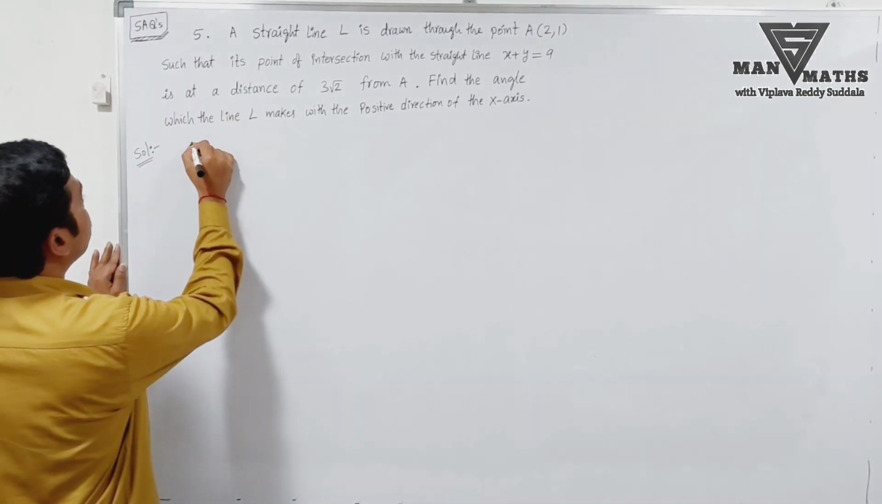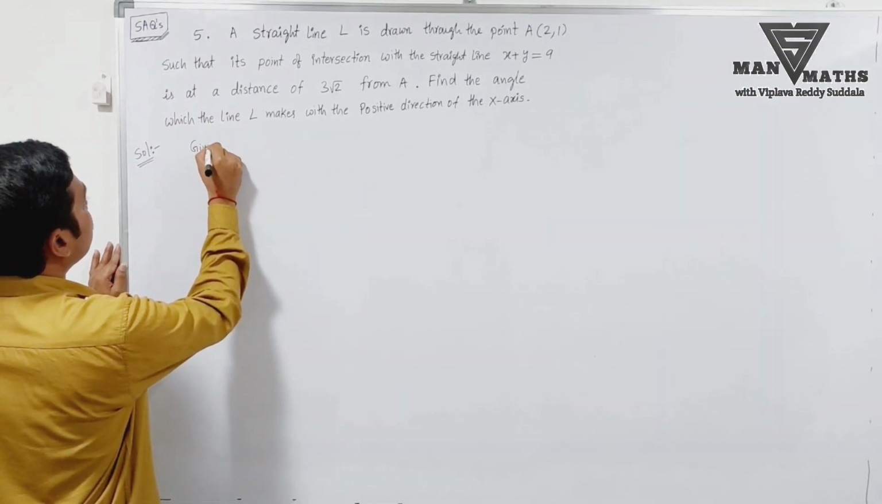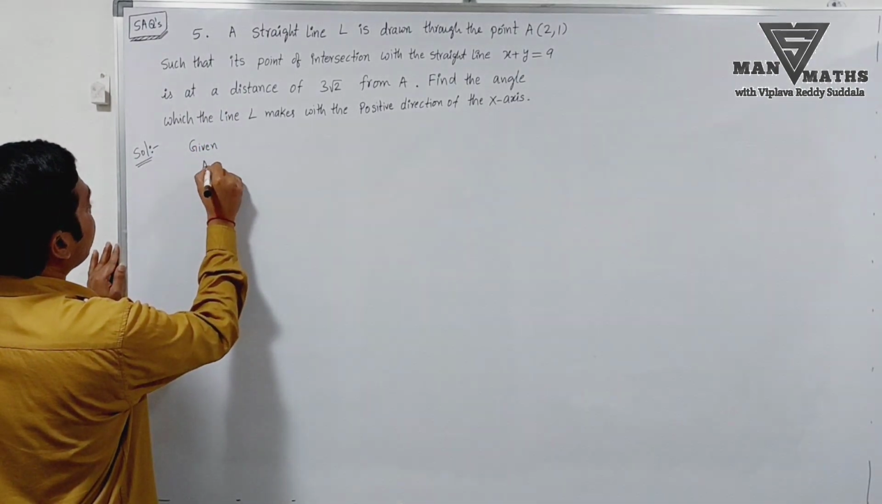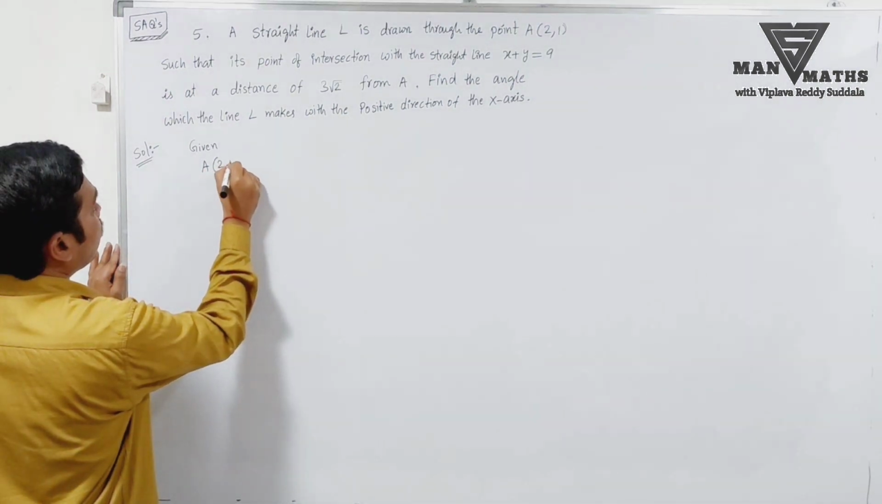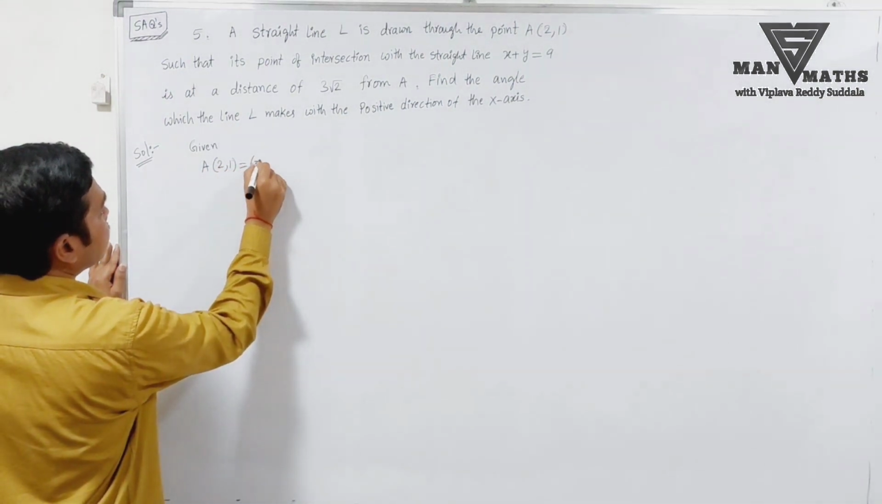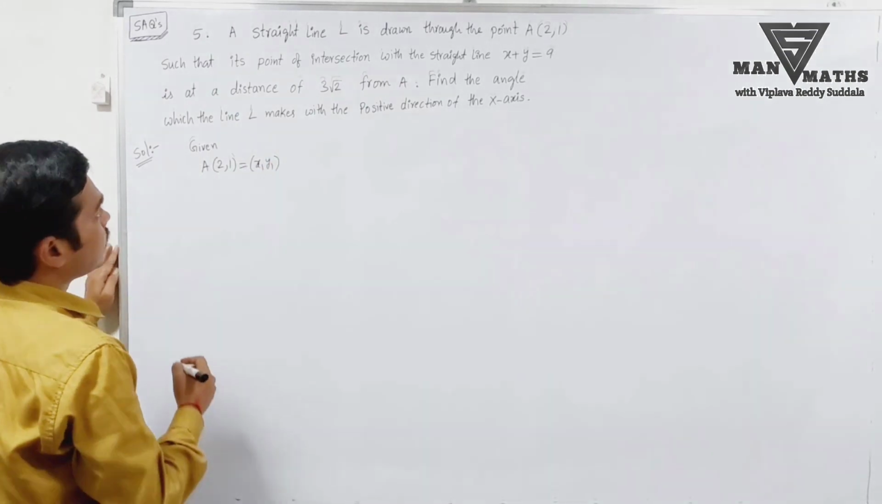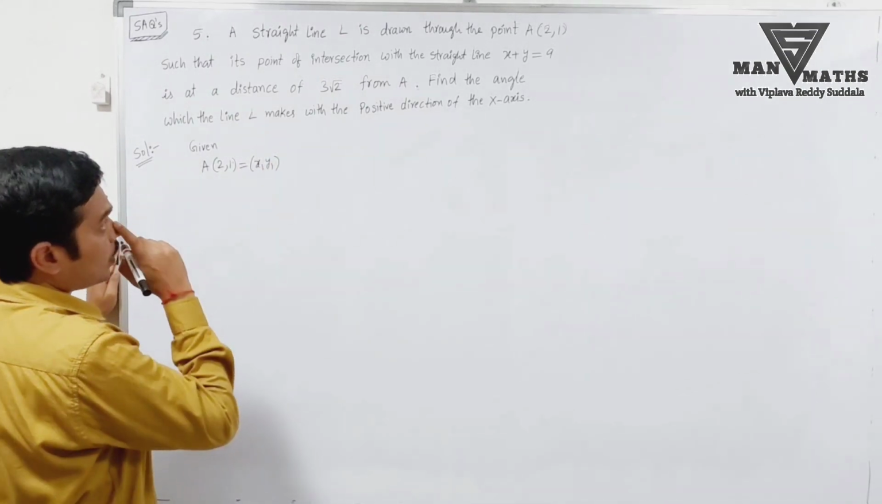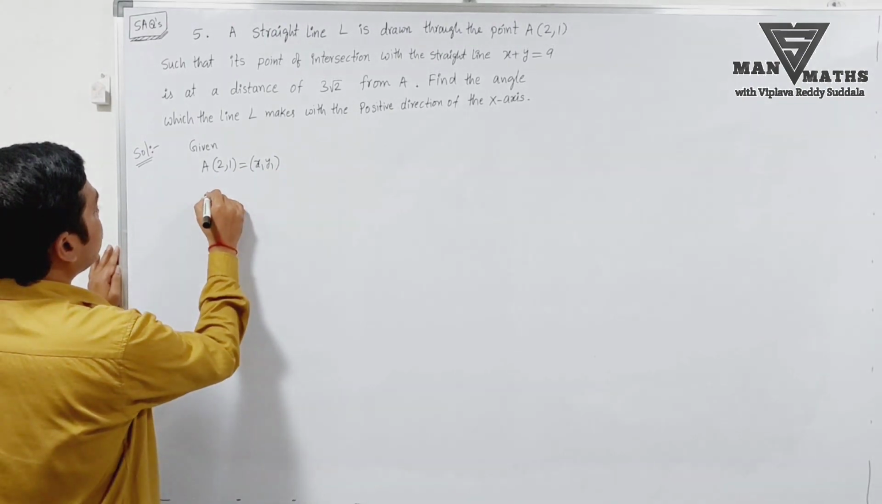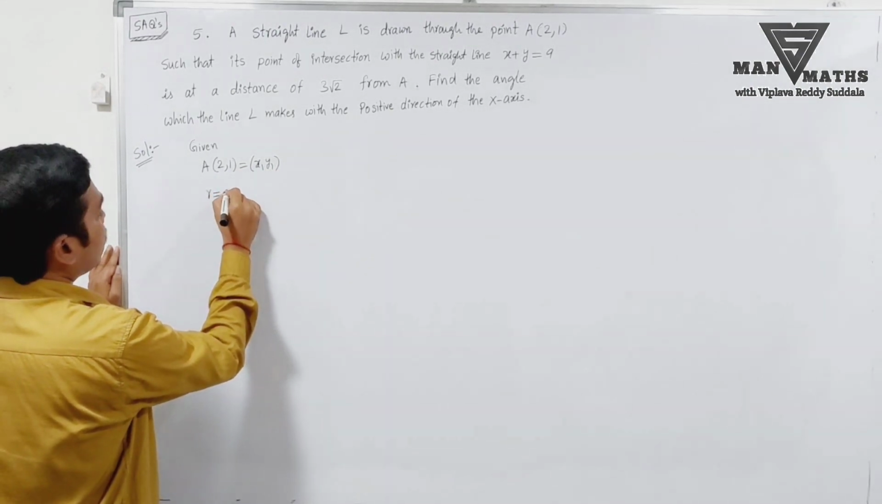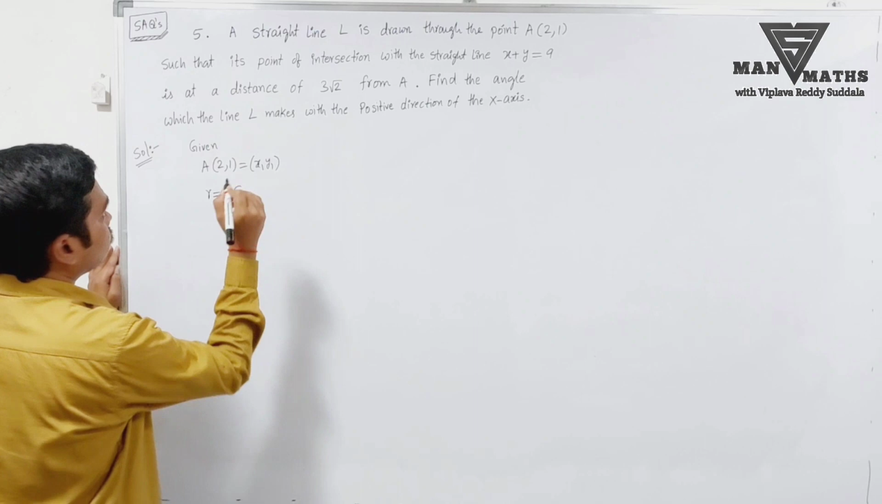Now, what is the given point? The given point is A(2, 1). Let us assume this is (x1, y1). And the distance from the given point to the point of intersection: let r be the distance, that is equal to 3√2.